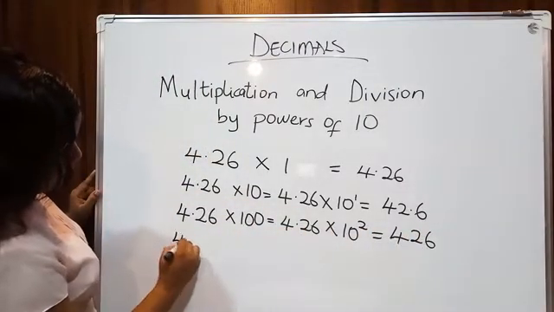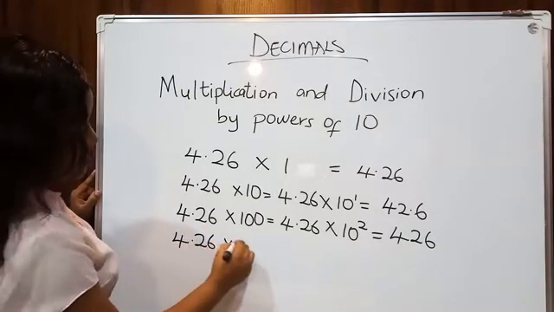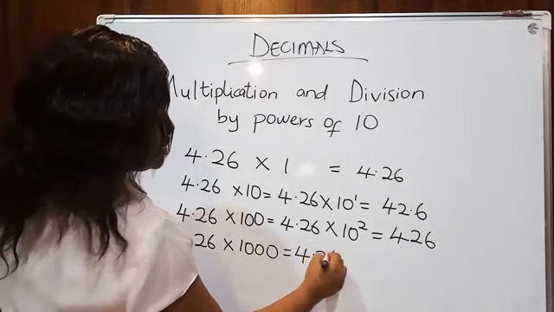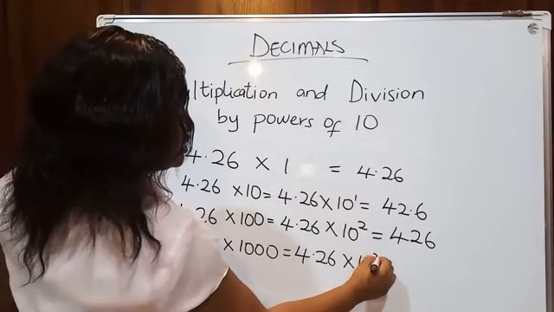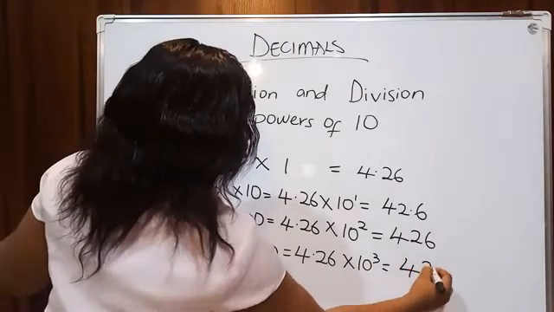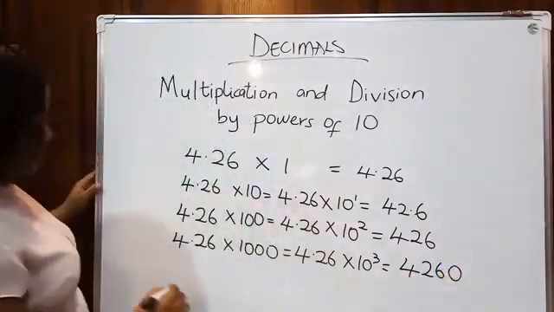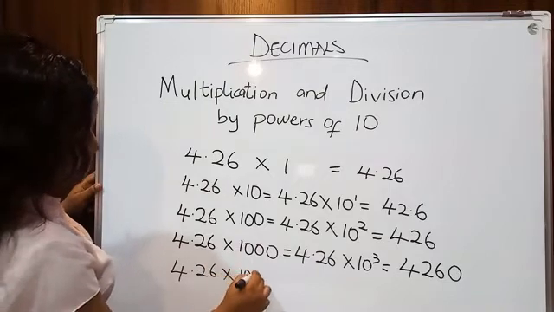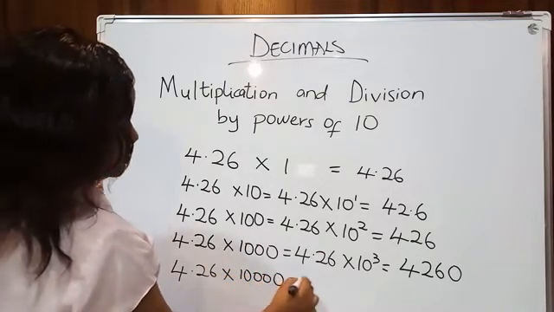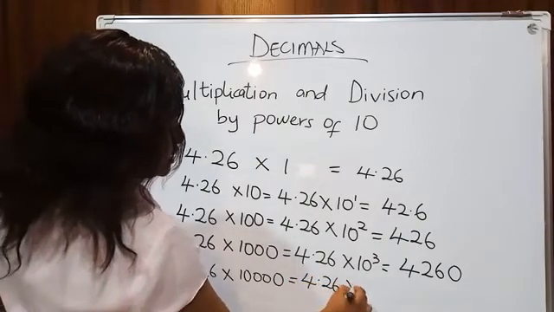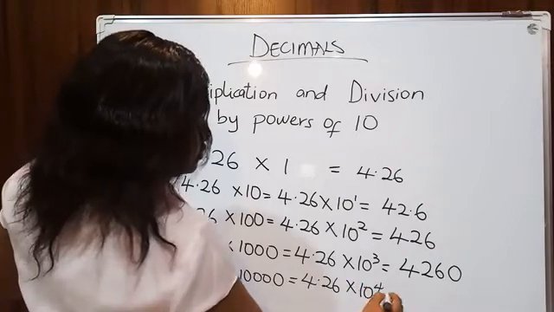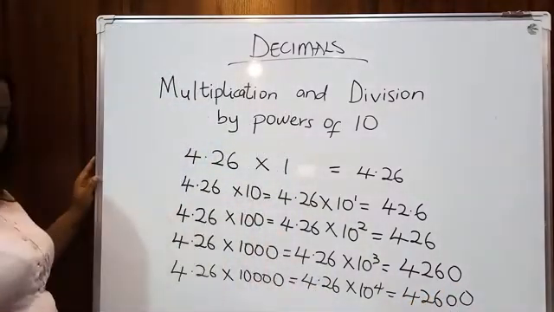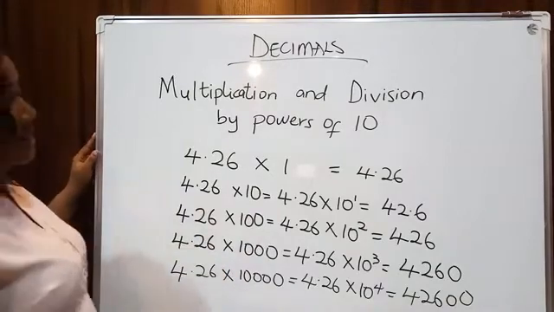Now we have here 4.26 times 1000, which gives us 4.26 times 10 raised to power 3, which gives us 4260. Then there again we have 4.26 times 10,000 equals 4.26 times 10 raised to power 4, which gives us 42600. And so on and so forth. It goes on and on like that.